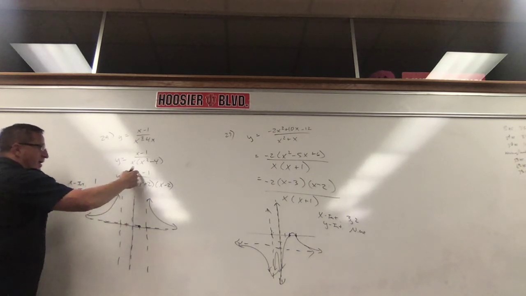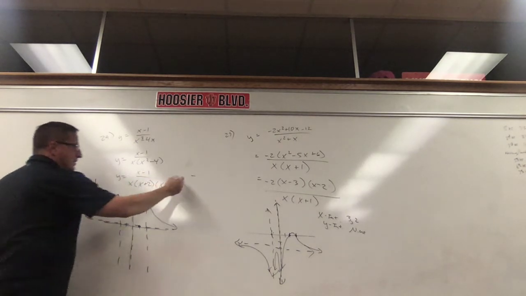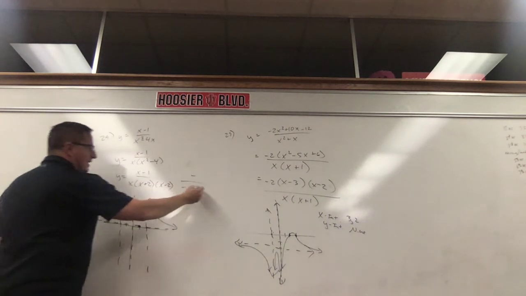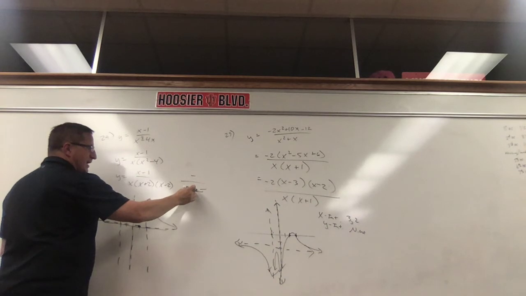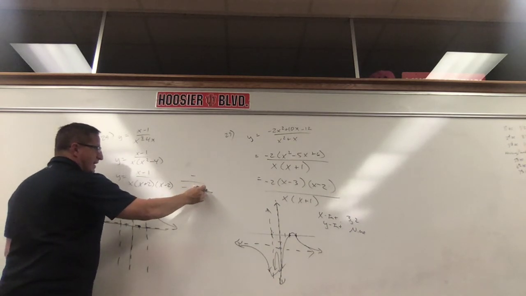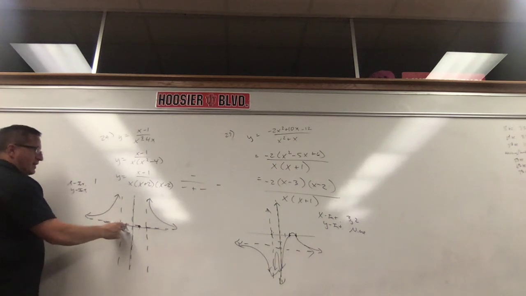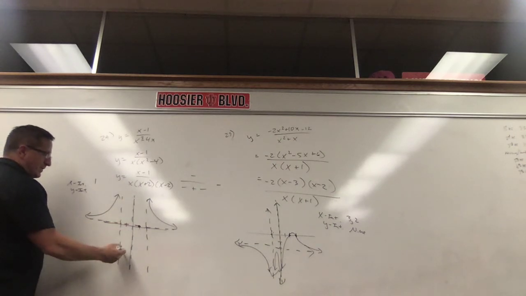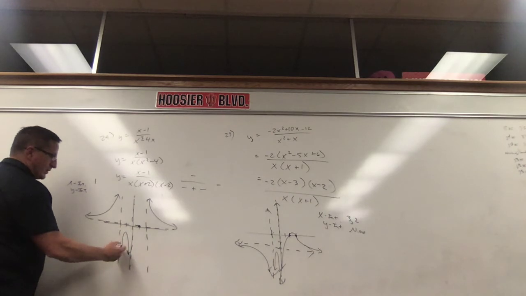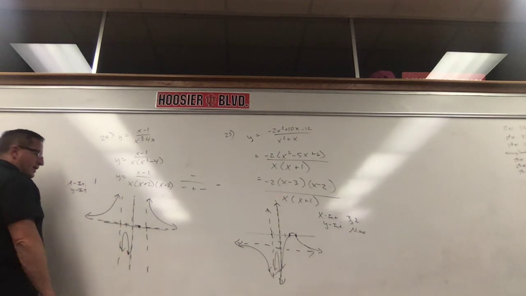If I plug in negative 1, that's going to be a negative. Negative 1 is a negative. Negative 1 plus 2 is a positive. Negative 1 minus 2 is a negative. A negative times positive is a negative. Times a negative is a positive. A negative over positive is negative. So when I plug in negative 1, it's negative, so it's got to be down here somewhere. So it's got to be some sort of parabola opening down, so it doesn't create any other x-intercepts.